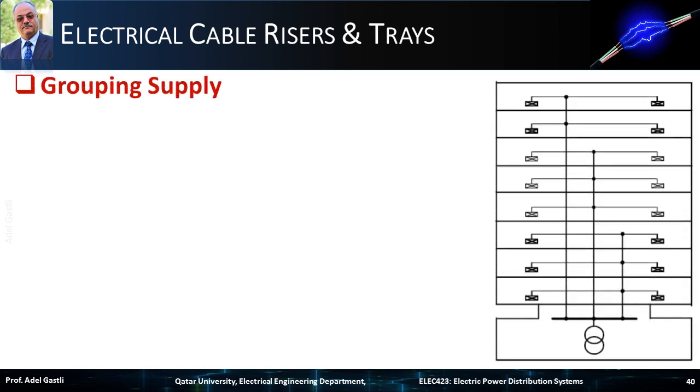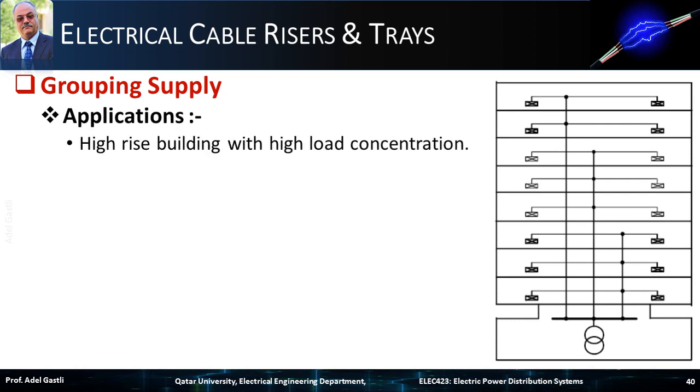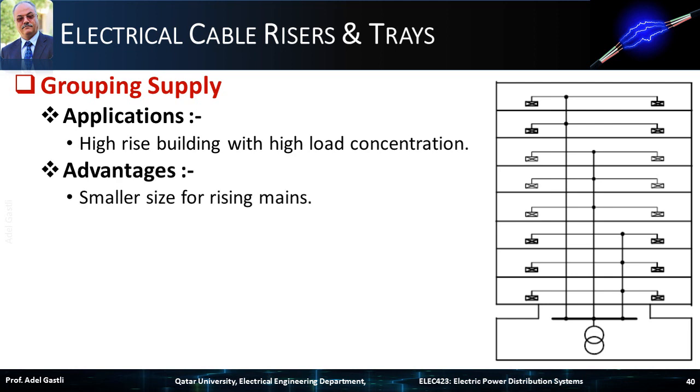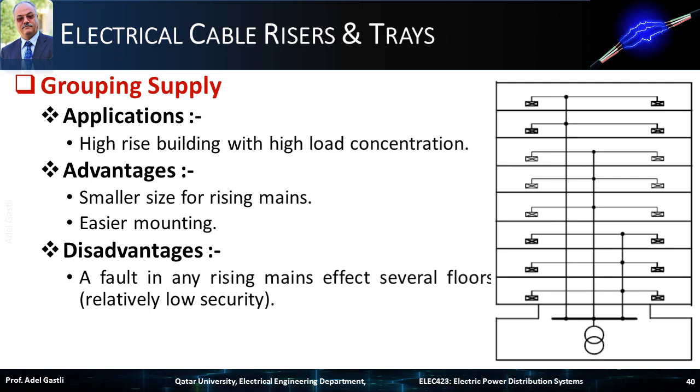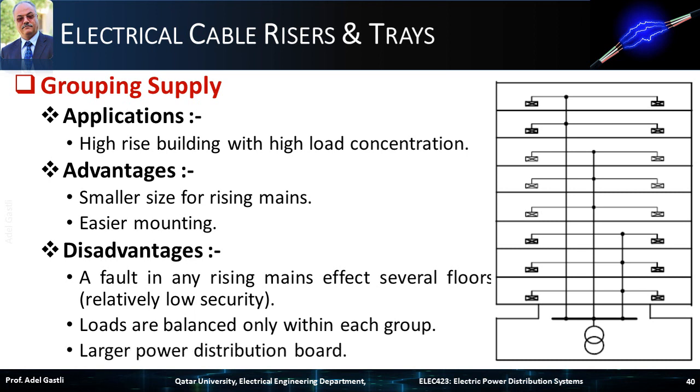Now, let's discuss the grouping supply type of risers. This type is applied in high-rise building with high load concentration. It has the following advantages. Smaller size for rising mains, and hence, easier mounting. Its main disadvantages are as follows. A fault in any rising mains affects several floors, implying relatively low security. Loads are balanced only within each group and not between the groups. And requires larger power distribution board.